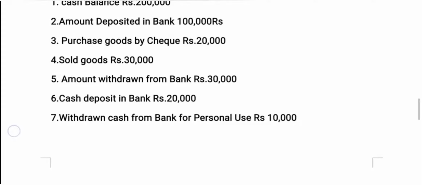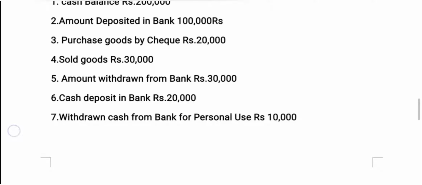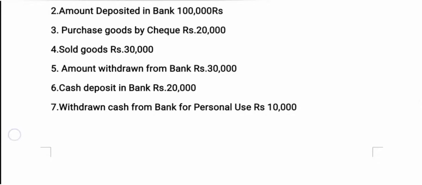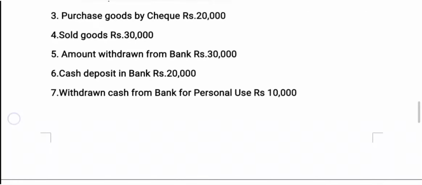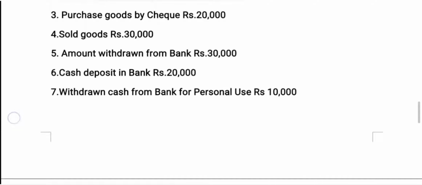Fifth date, that is amount withdrawn from bank 30,000 rupees. Then sixth date, cash deposited in bank 20,000 rupees. And seventh date, that is the last one, withdrawn cash from bank for personal use.